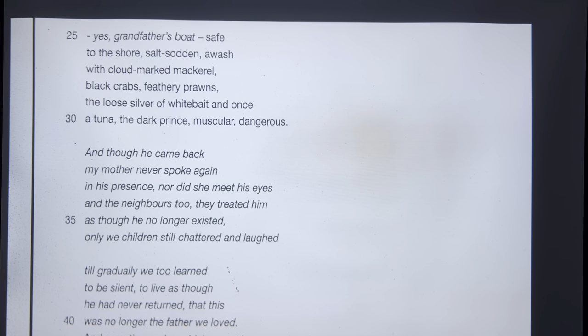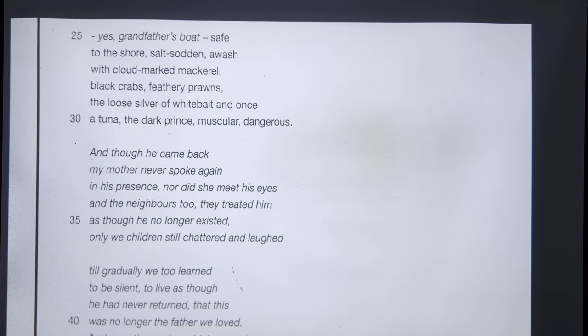Yes, grandfather's boat, safe to the shore, salt sodden, awash with cloud market mackerel, black crabs, feathery prawn, the loose silver of white bait, and once a tuna, the dark prince, muscular, dangerous. And though he came back, my mother never spoke again in his presence, nor did she meet his eyes and the neighbors too. They treated him as though he no longer existed. Only we children chatted and laughed till we too gradually learned to be silent.